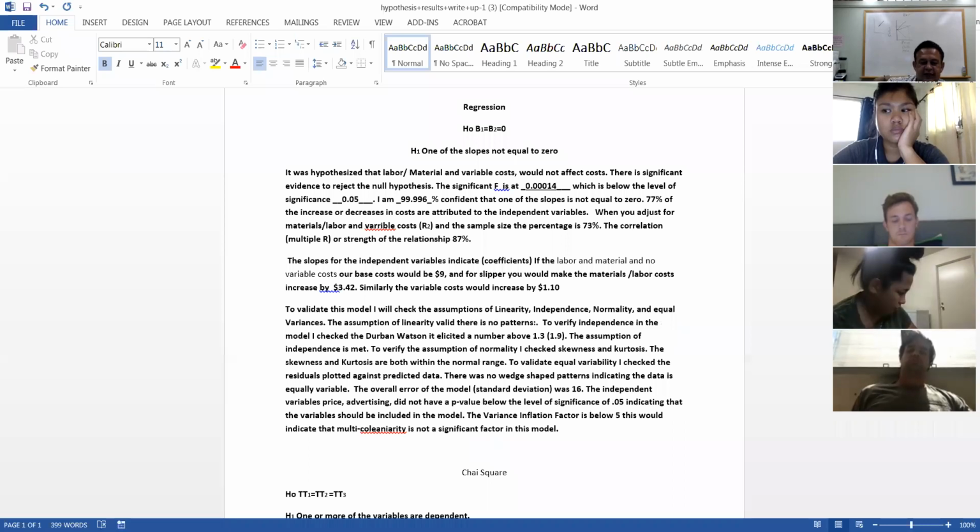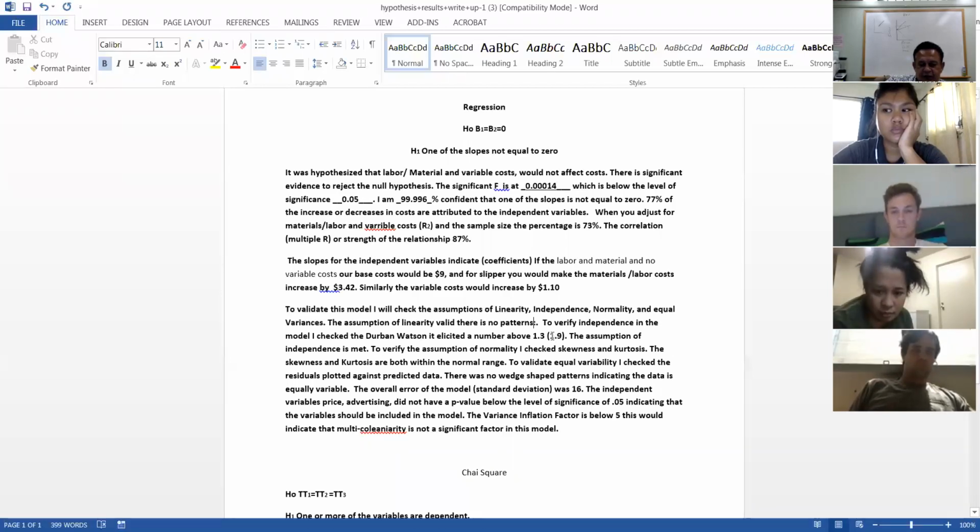To verify independence, we check the Durbin-Watson. It was above 1.3. We validate that. The Durbin-Watson is 2.2, so it's above 1.3. Assumption of independence is met.